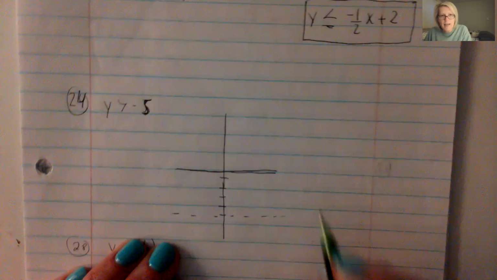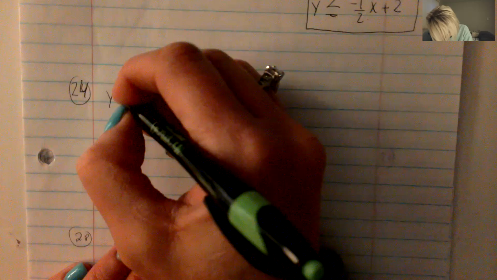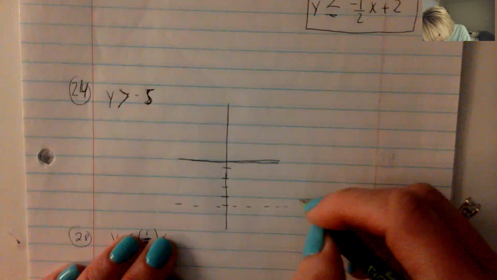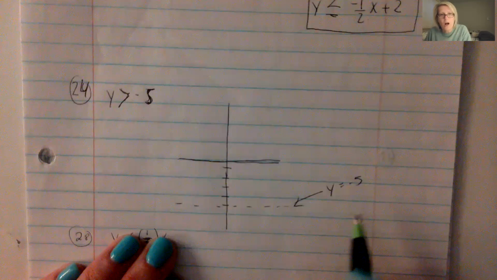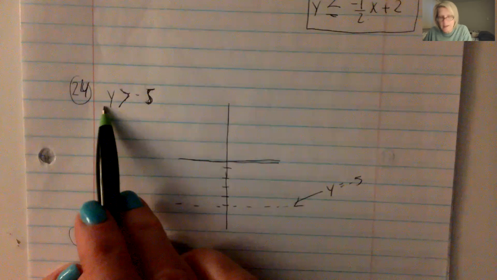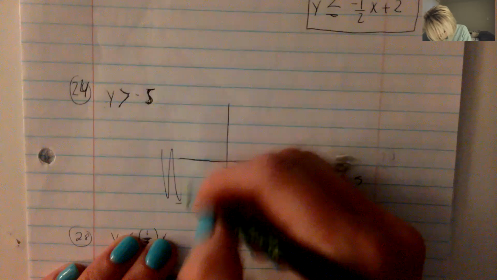And why did I make it dotted? Because this is strictly greater than. And so here's the line y equals -5, but we want to know where all the y's are greater than -5. So that's just going to be shading everything up here.